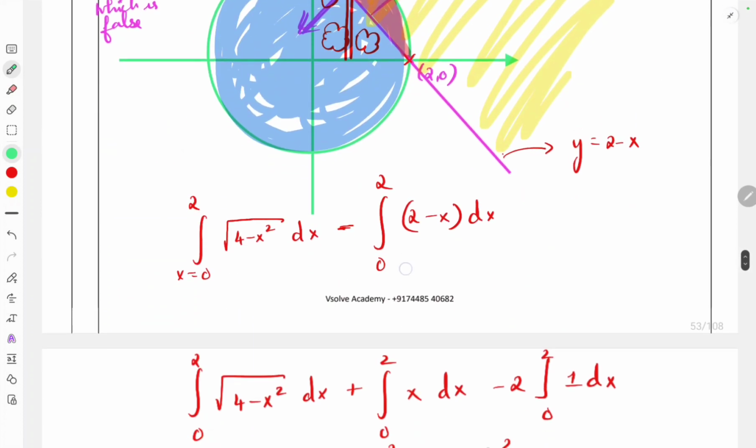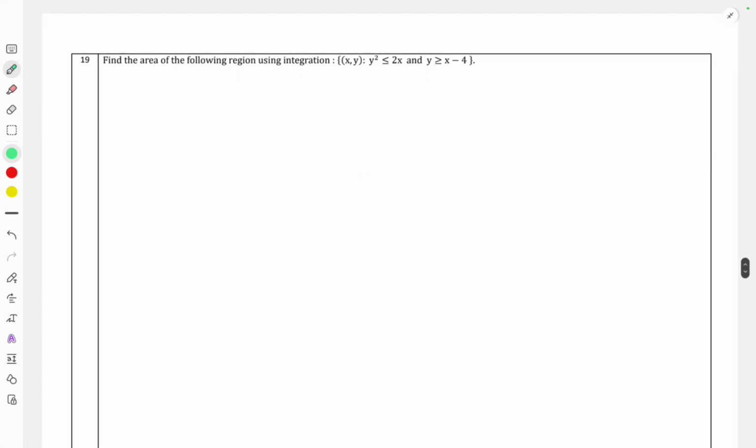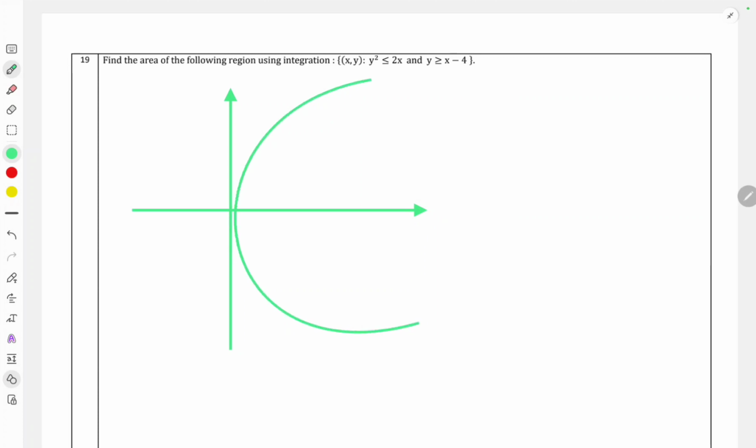So for this question number 18. So now we can start question number 19. Find the area of the following region using integration. Same thing, first we have to draw the diagram. X axis, y axis. So y square equal to 2x, which means the parabola will be open rightward like this.